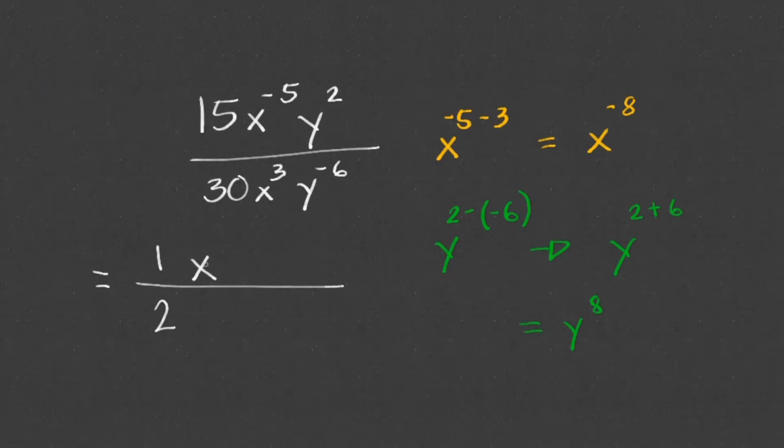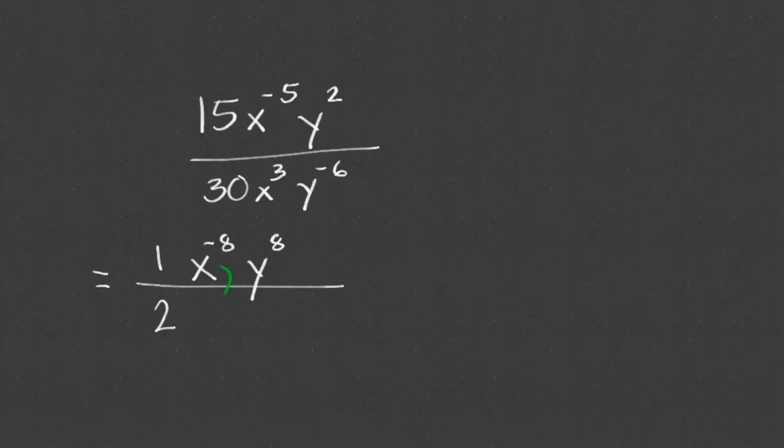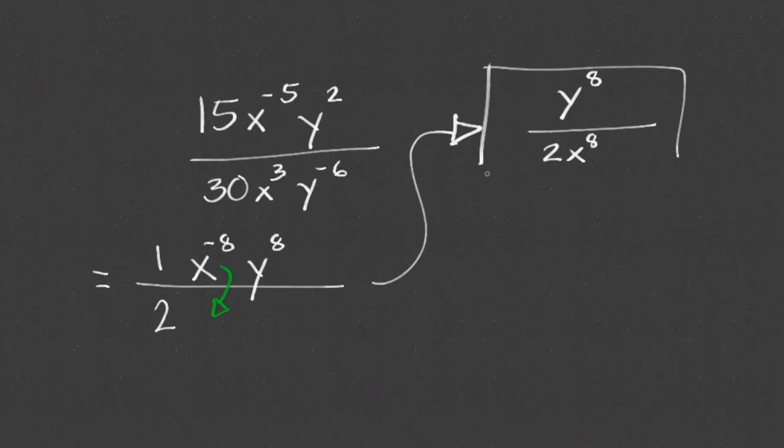Let's write them down. So x raised to negative 8 and y raised to 8. To make the exponent of x positive, all we need to do is to transfer the x to the denominator in order to simplify our answer. So therefore, our answer will be y raised to the 8th power over 2x raised to the 8th power.